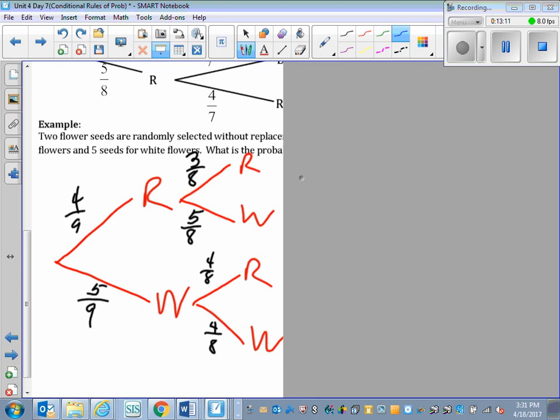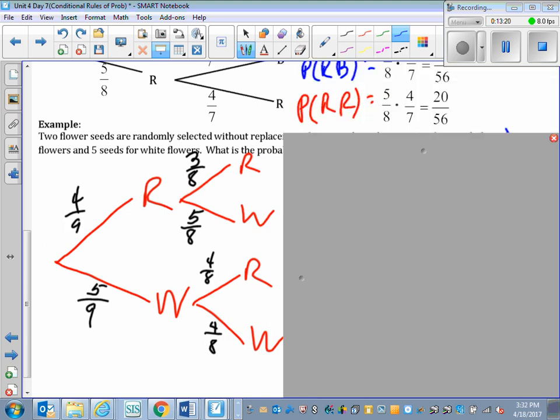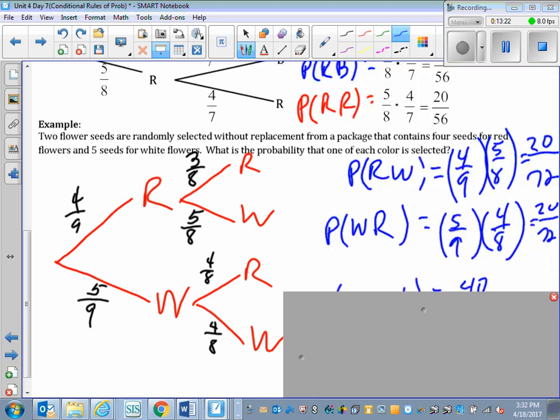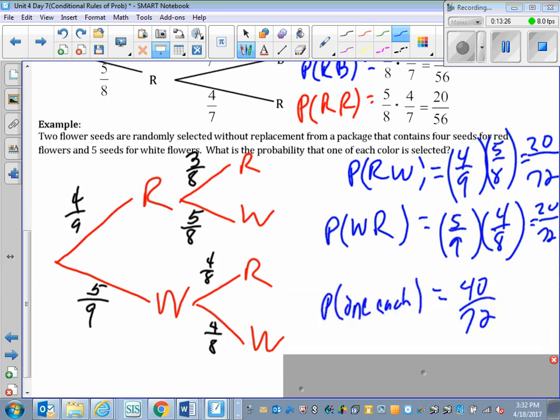So the probability that you have 1 of each color. So the probability of red, white is going to be 4 ninths times 5/8. And then the probability of white, red is going to be 5 ninths times 4/8. So you get 20 out of 72 for both. Add them up. And the probability of getting one of each color is 40 out of 72. Again, pause the video if you need time to copy stuff.